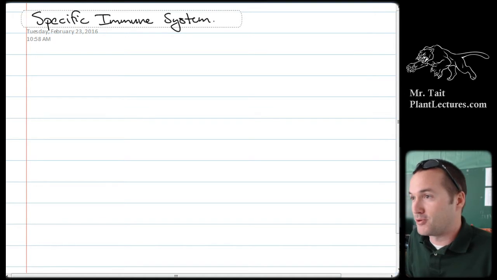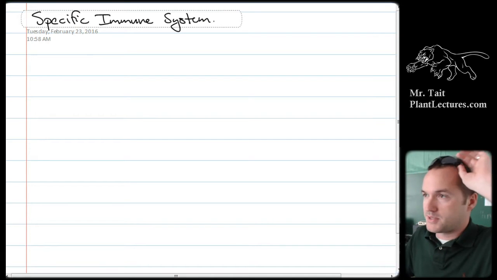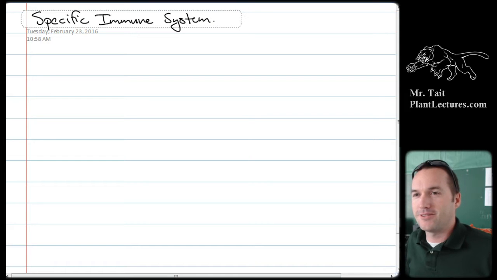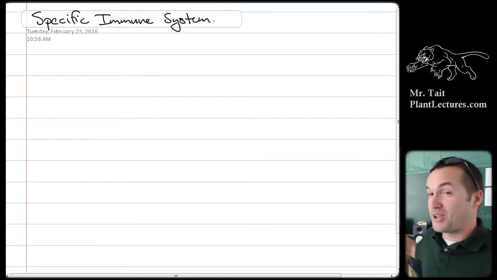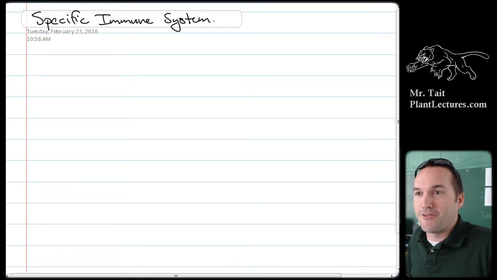This is impossible. And then the next day I would come in and do the overview of the specific immune system and how all the cells interact with one another. And they'd be like, oh, well, that's actually not that tough. Why didn't you just teach us that first? And so after 3 years of that happening, I was like, you know what? Maybe I'll just teach the overview first. So that's what we're going to do.